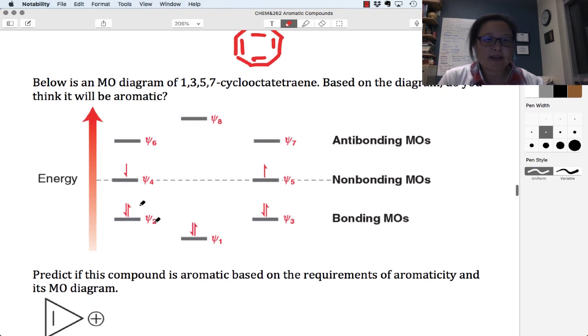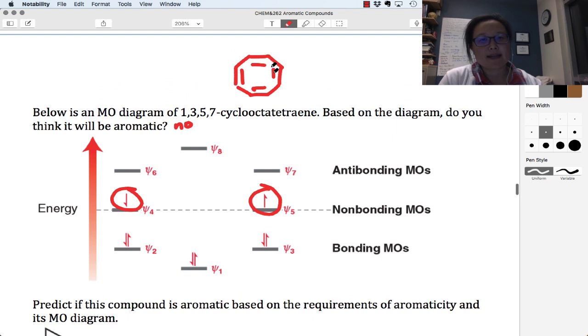Okay, so taking a look here, we see that these bonding MOs are filled, but we see that the non-bonding MOs are unpaired here. So that's going to lead to some instability. So I would say that no, I would not expect this to be aromatic. And in fact, we see that it has 4n pi electrons. So it will do what it can.